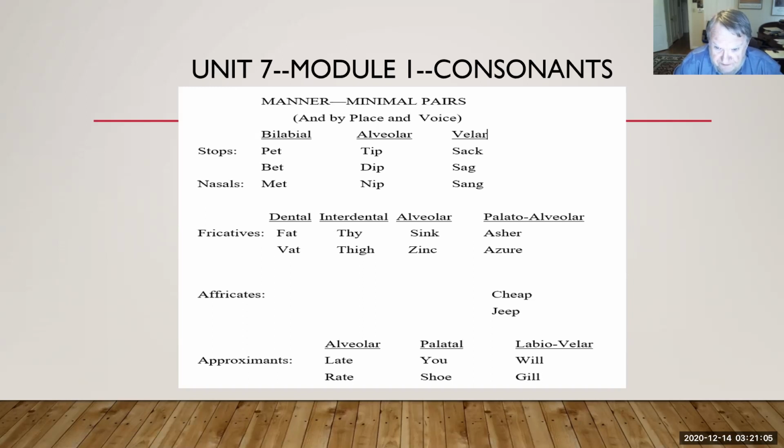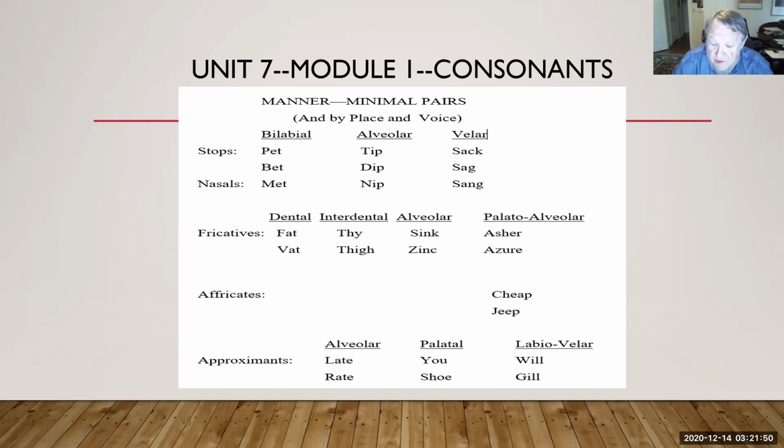Now let's look at the fricatives. Fat and vat. Again, there's friction at the teeth, fat and vat. Then the interdental THs in English, thigh and thy. At the alveolar region, we have sink and zinc. Palatal alveolar. These are the somewhat rare sounds in English, but they're there. Asher, azure. Sh, zh.